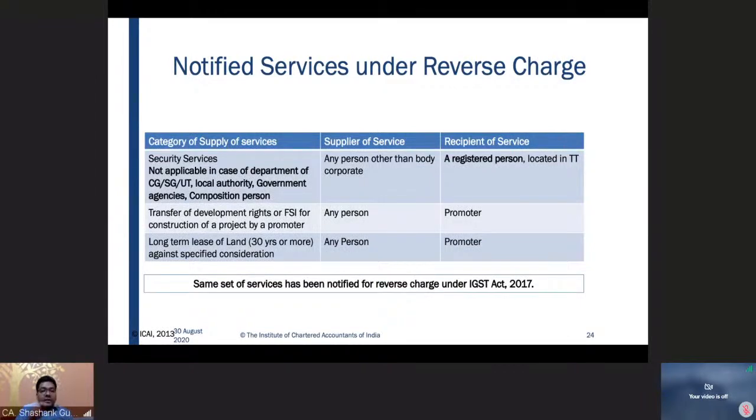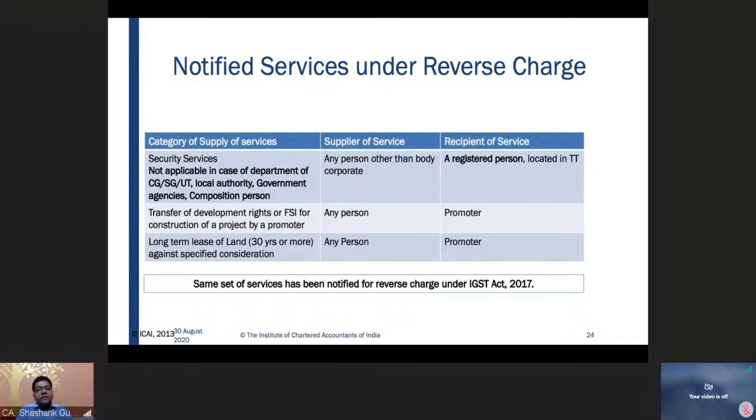And this is not applicable if such security services are provided to government entities, as well as private entities. So if security services are provided to the central government, state government, union territory, local authority, governmental agency, or a composition person, then in case of supply to these agencies or governments, no reverse charge will be applicable.